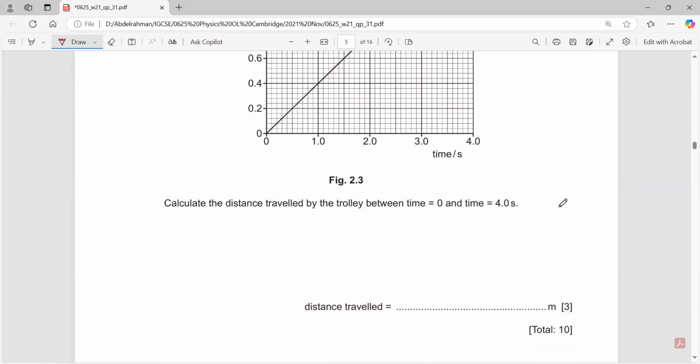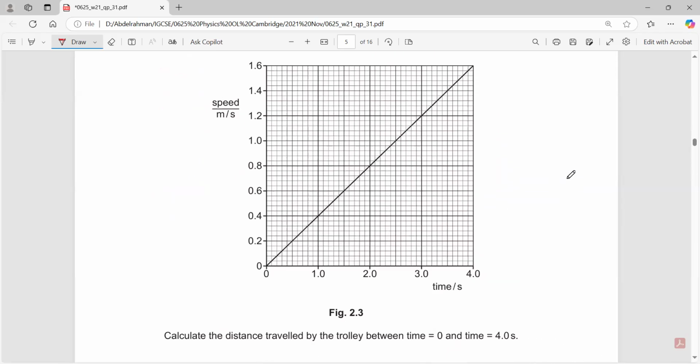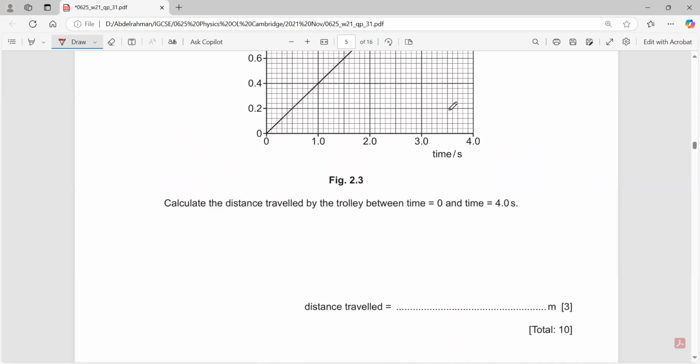Can I find the distance traveled between 0 and 4? Can you find the total distance using a speed time graph? How can I find the distance using a speed time graph? Distance is the area under the graph. How can I find the area under the graph?